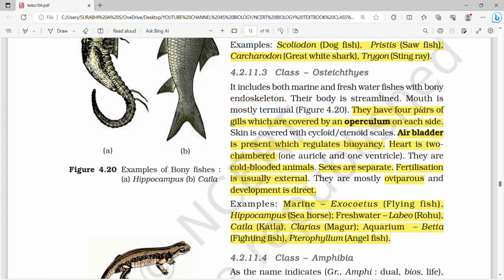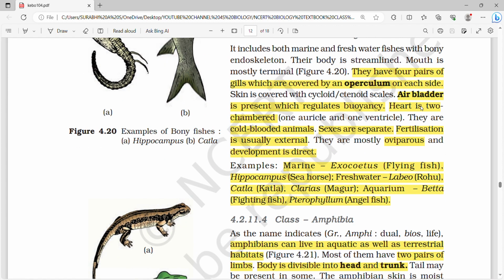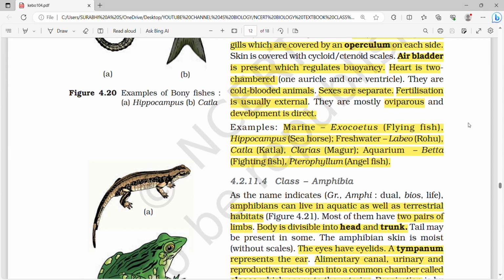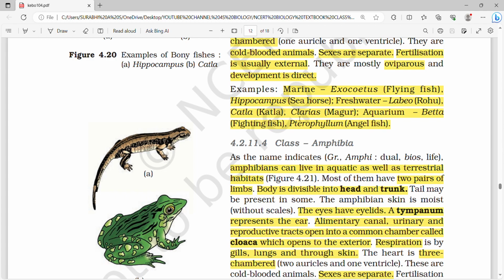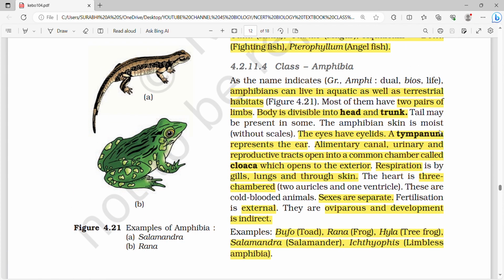Next, Osteichthyes. They have four pairs of gills which are covered by an operculum on each side. They have an air bladder to maintain the buoyancy. Heart is two-chambered, and they are cold-blooded animals. Sexes are separate. Fertilization is usually external, and they are oviparous and development is direct. You should remember these examples also. For marine, it is Exocoetus and Hippocampus, whereas freshwater is Labeo, Catla, Clarias, and aquarium is Pterophyllum.